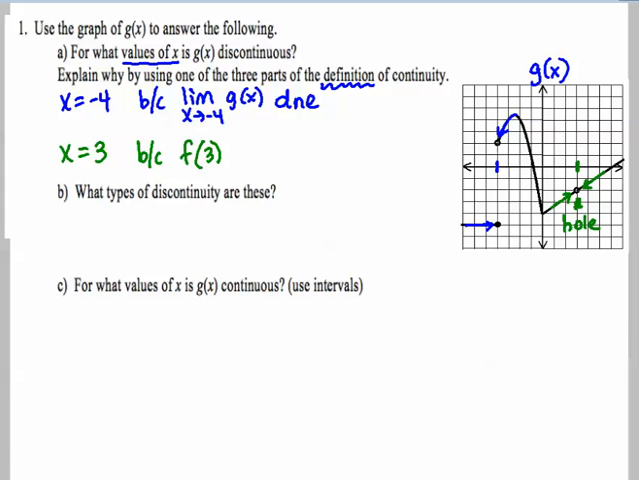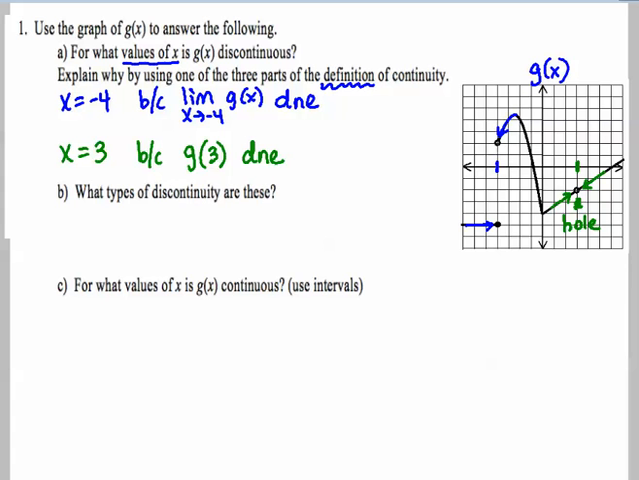Oops, and I accidentally wrote f. I know you guys didn't, because you are quicker and more careful than I am, because the function value at 3 does not exist. Now, what types of discontinuity are these?